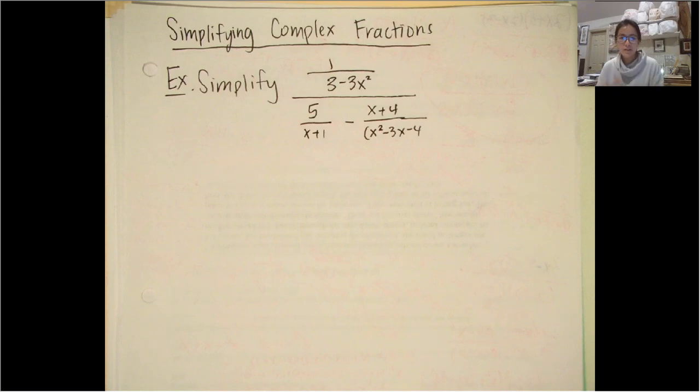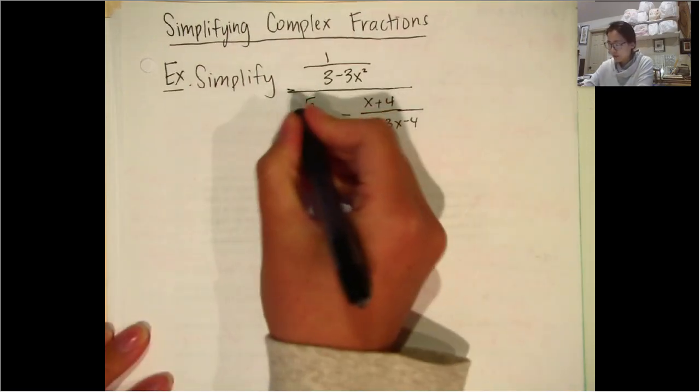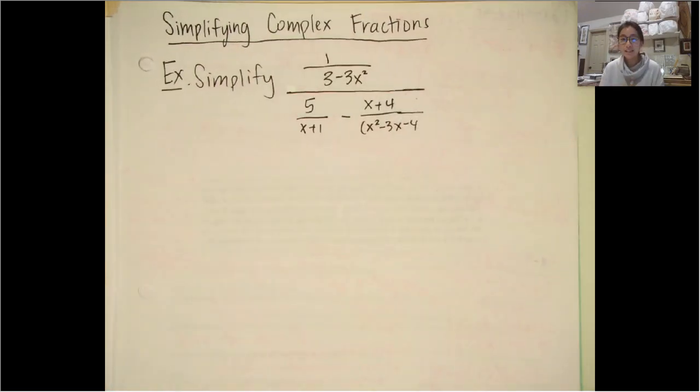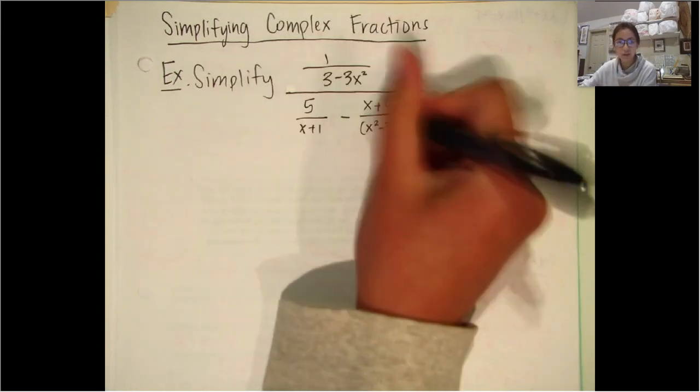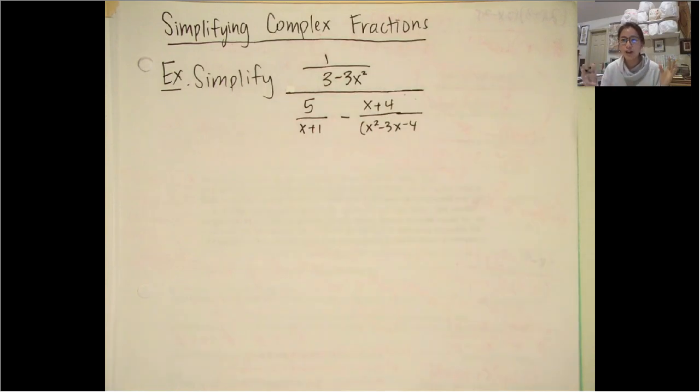Okay, so obviously you see that this is one big fraction because we've got the one big division sign right here. And basically you have fractions within fractions. So you have a fraction here, you have a fraction here, you have a fraction here. Ultimately, this is why it's called a complex fraction, because you have fractions of fractions of fractions.